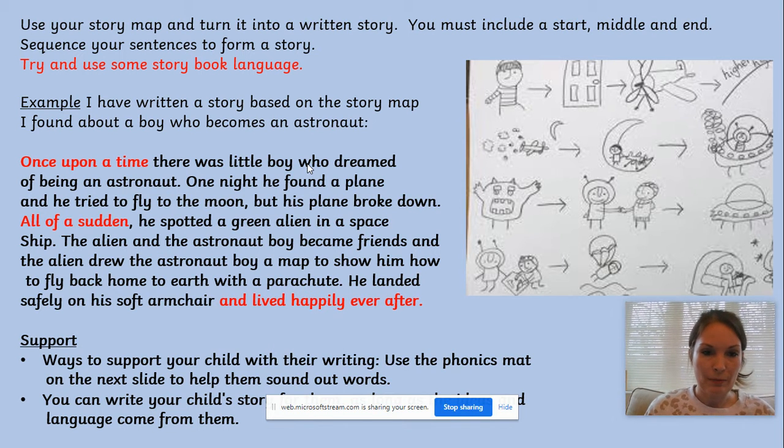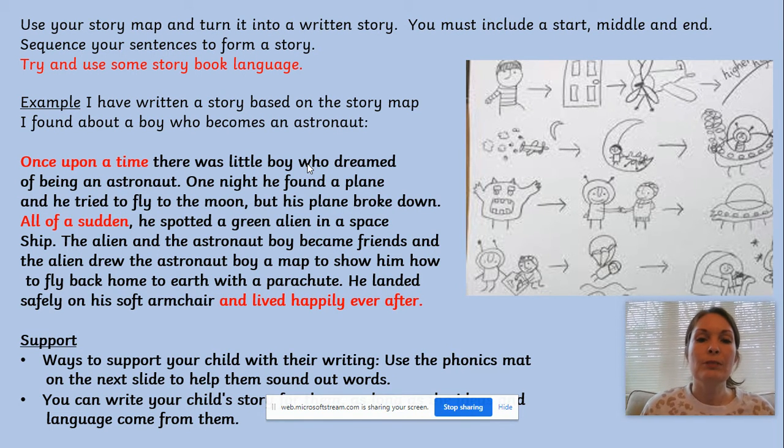Once upon a time, there was a little boy who dreamed of being an astronaut. One night he found a plane and he tried to fly to the moon, but his plane broke down. All of a sudden, he spotted a green alien in a spaceship. The alien and the astronaut boy became friends, and the alien drew the astronaut boy a map to show him how to fly back home to Earth with a parachute. He landed safely on his armchair and lived happily ever after.